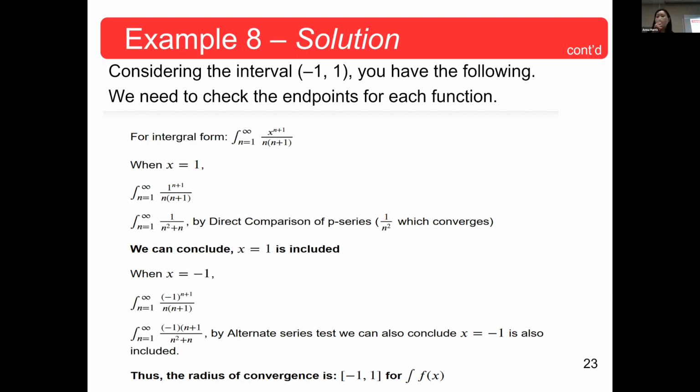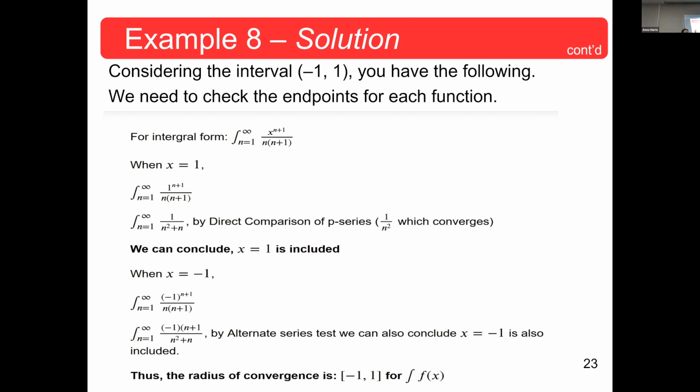Okay, considering the interval -1 to 1, you have the following. You need to check what? The endpoints of each function. So let's do it then. The integral form. Remember, we have to do the integral form. We have to do the regular function, and then also the derivatives. I'm going to work with the integral one first.